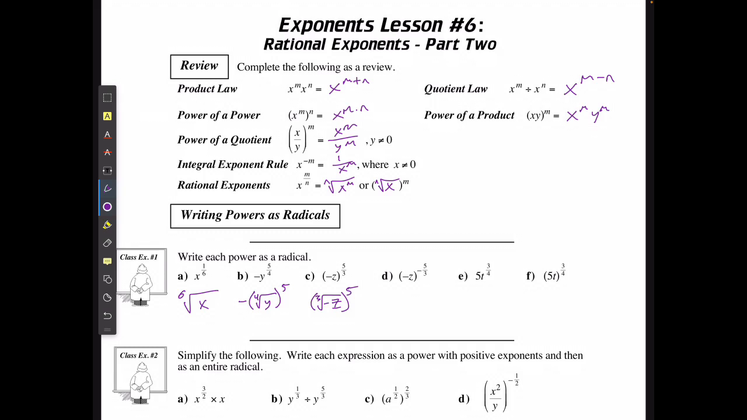The negative exponent for this one is going to make this 1 over negative z to the power of 5 over 3, which we know is the same as 1 over the cube root of negative z to the power of 5. For example E, be careful that 5 is a coefficient. It's not part of the base. So I have 5 times the fourth root of t cubed. In this case, that 5 is part of the base. So I have the fourth root of 5t cubed.